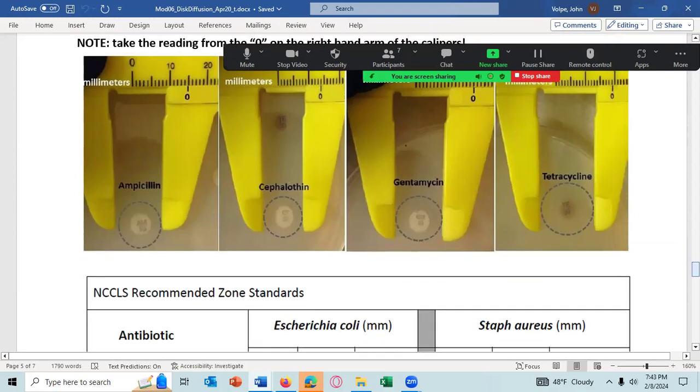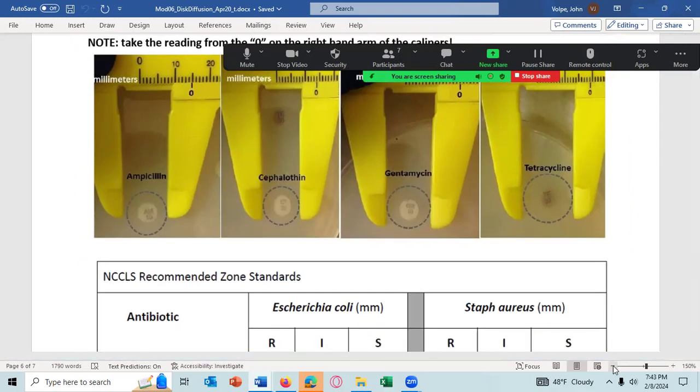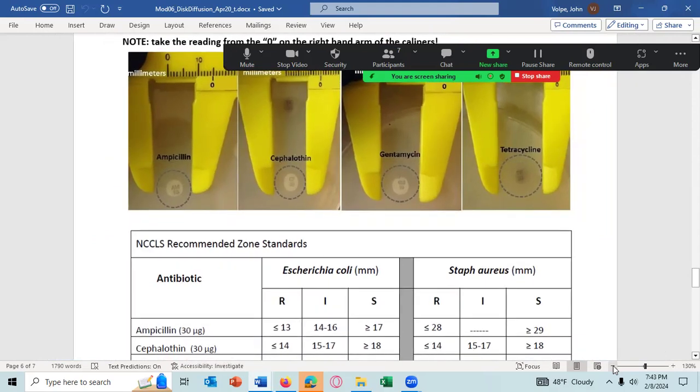So right there, let me shrink this a little. So this is bacteria growing, E. coli. That's showing you the size of the zone of inhibition to the antibiotic ampicillin. And here's the antibiotic cephalosporin and gentamicin and tetracycline.